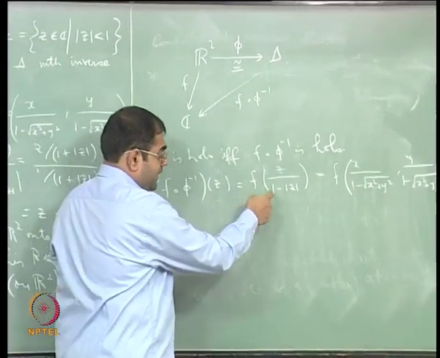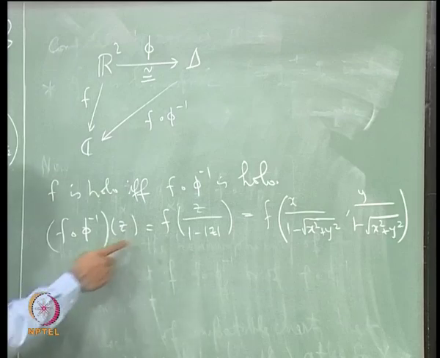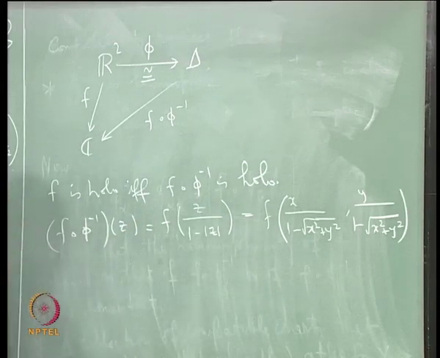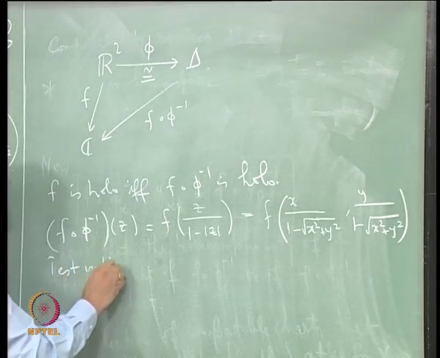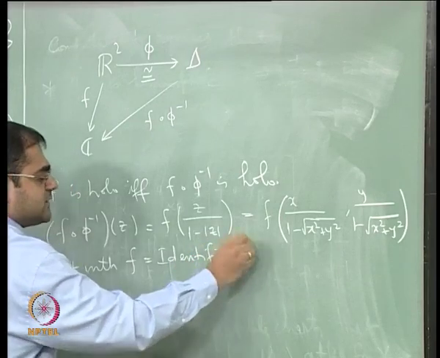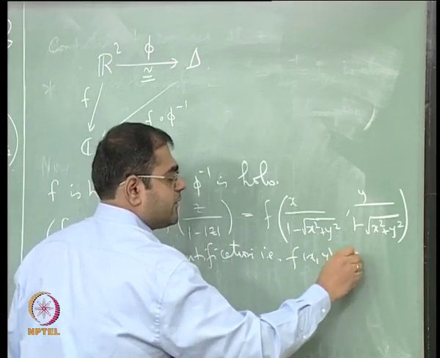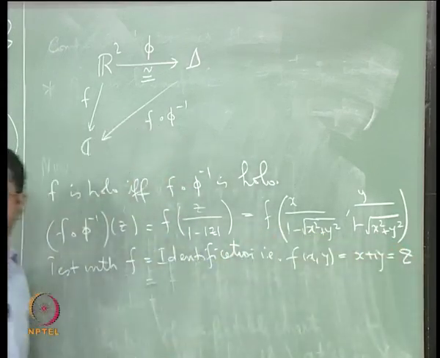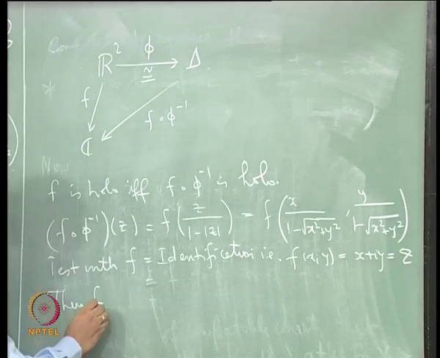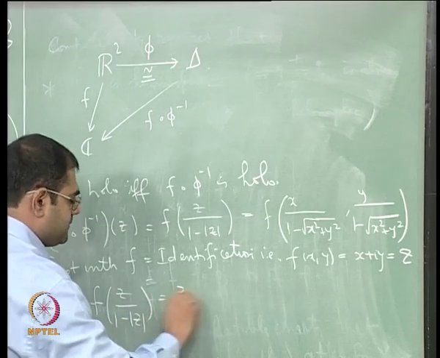And if this is holomorphic, I want this to be holomorphic, okay. So this is holomorphic if and only if this function is holomorphic. But then let us test with f equal to the identity map, the identification, which is just f of x comma y equal to x plus i y, that is z. This is just the natural identification map, okay. So then you will get the condition that f of z by 1 minus mod z will be simply z by 1 minus mod z.